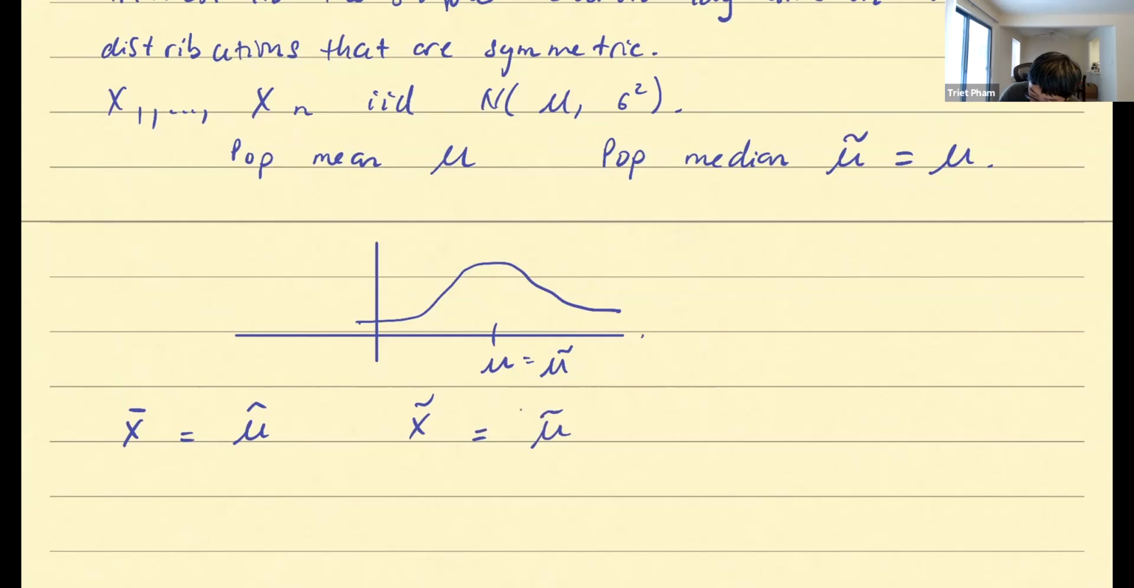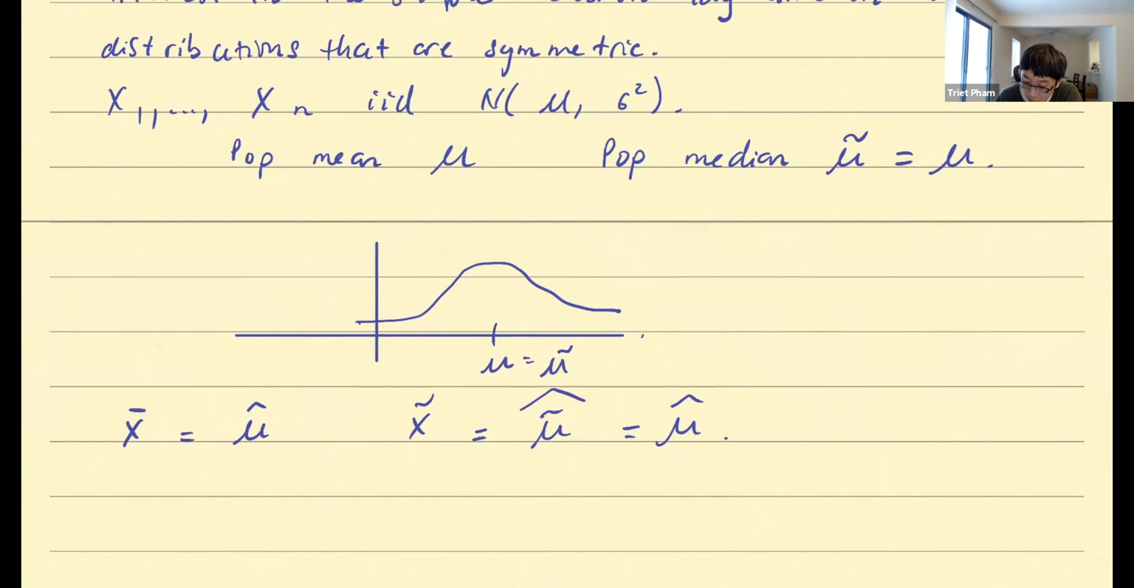Let me write a crazy symbol here for you: mu tilde hat, meaning the estimator of mu tilde. But because they are the same here, the point I want to make is that the sample median is also a possible guess, a possible estimator for mu. Is that okay?